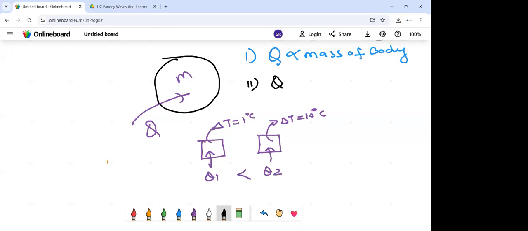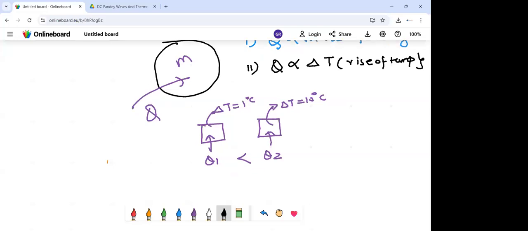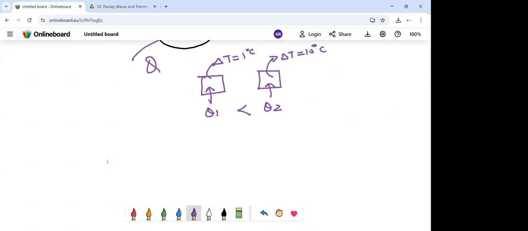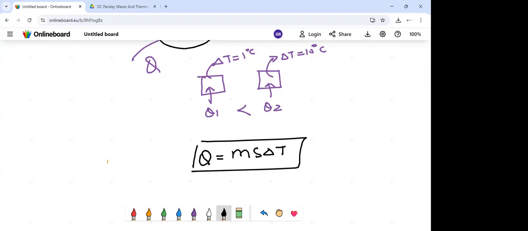So the second point is our heat is directly proportional to rise in temperature, delta T. Actually, we are giving heat, so we are calling it rise of temperature. If we take heat, it will become drop in temperature. Now, if we combine these two, and if we remove the proportionality sign, we can write the formula as Q = ms delta T. Here S is called specific heat capacity.